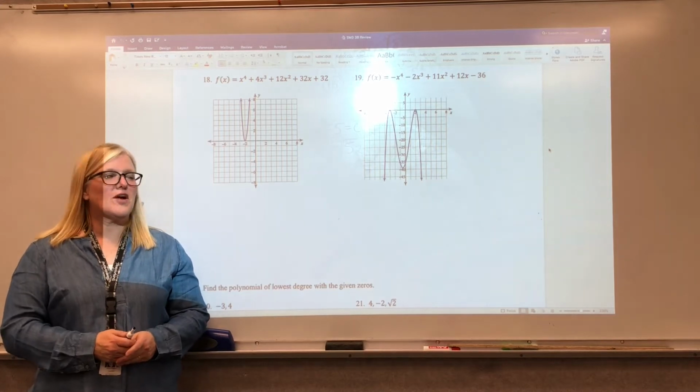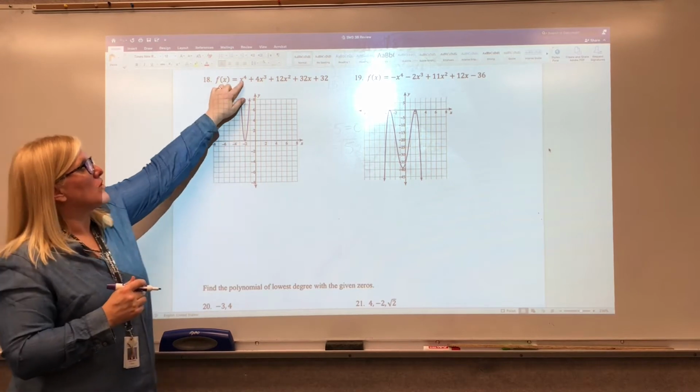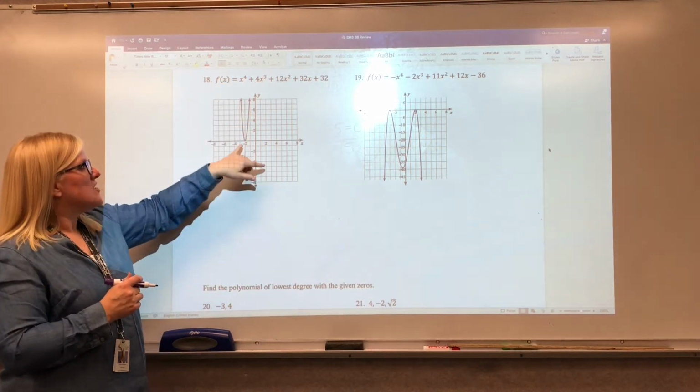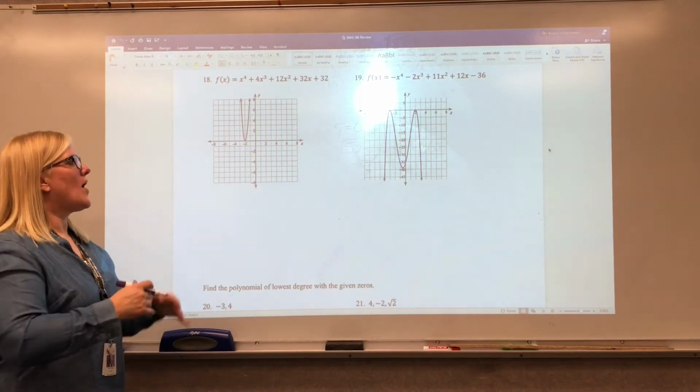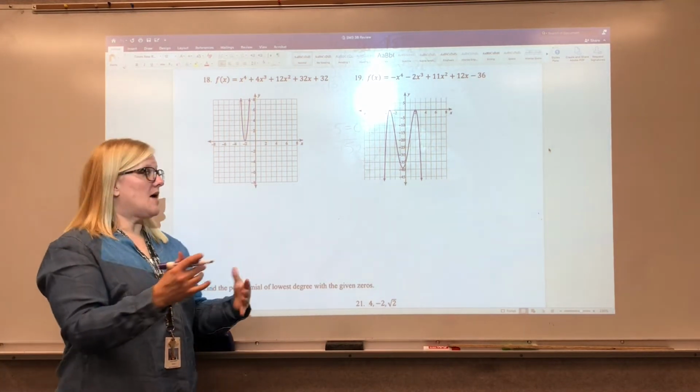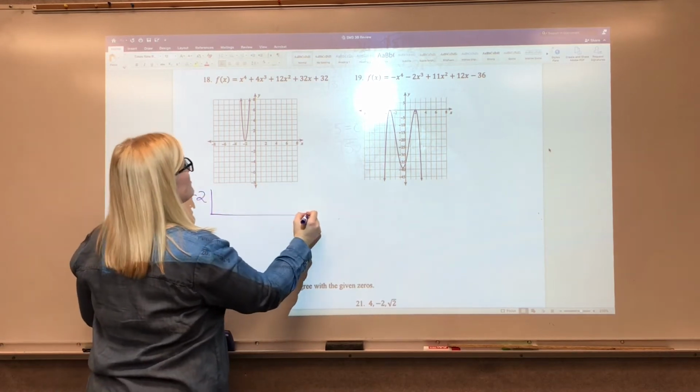All right, moving on to number 18. This one, again, we're going to have 4 solutions. 2 of them are going to be real because we have a bounce here. So I'm going to do the same thing I've been doing. I'm going to take -2. I'm going to use synthetic division to divide this.